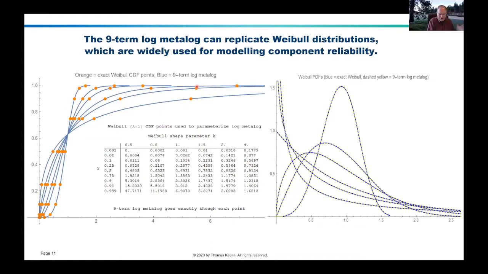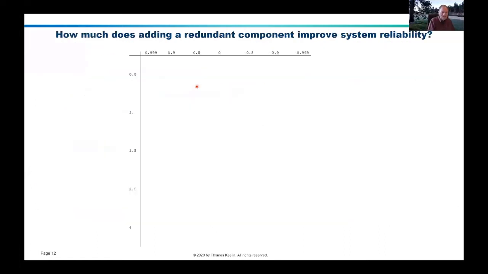Now, this is not saying anything terribly magic, because all it's really saying is that any given Weibull distribution does have a log metalog representation, which is effectively the same distribution. That's all I've said so far. However, we might be asking a question such as, how does adding a redundant component, a second engine, for example, or a second braking system, or a second whatever it may be, fuel line, parallel fuel line, whatever it may be, how does adding a redundant component improve system reliability?